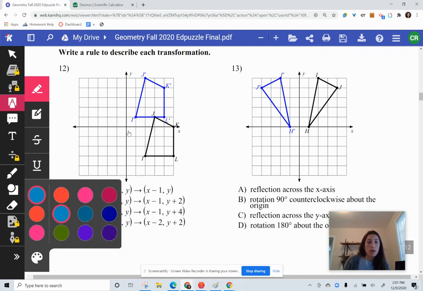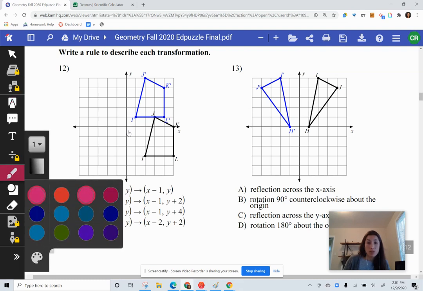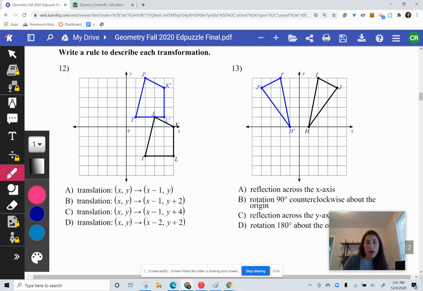Okay, so what I want to know is how many units am I shifting? So it looks like it's going up and it looks like it's going to the left. So up 1, 2, 3, 4, and to the left 1. So up 4, left 1.